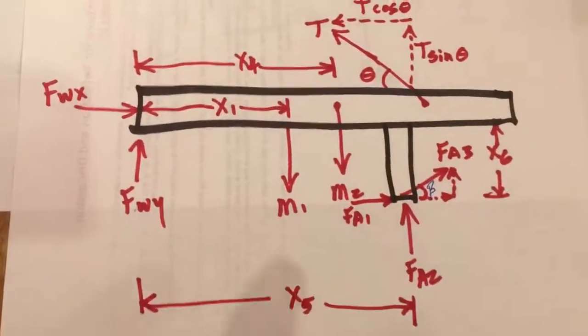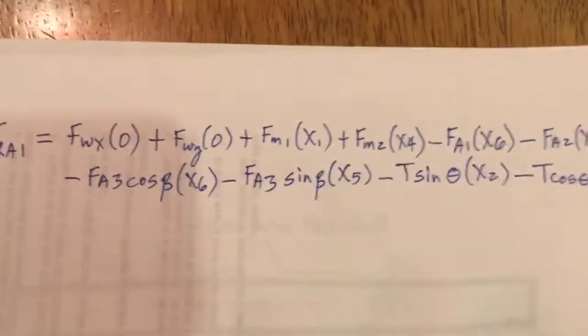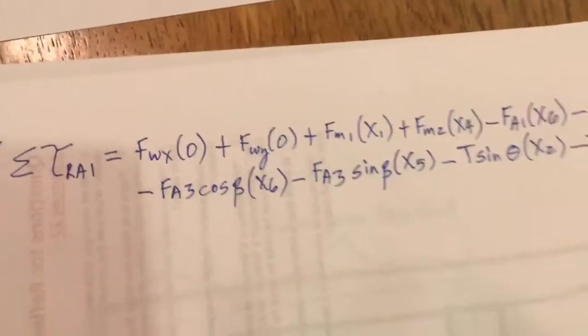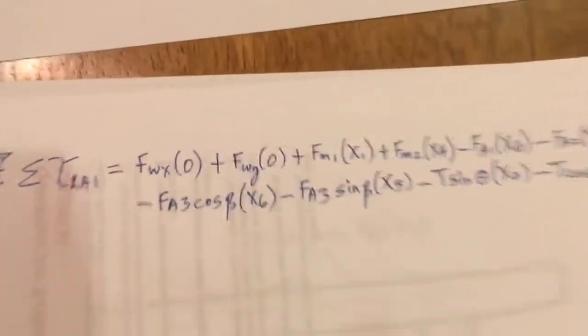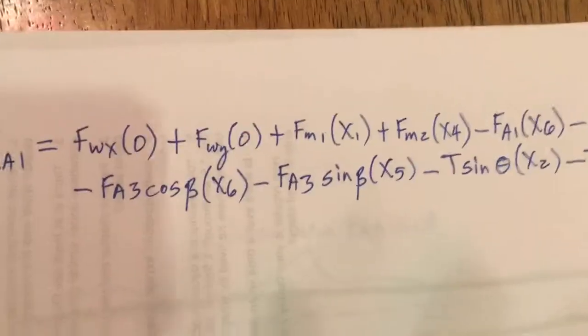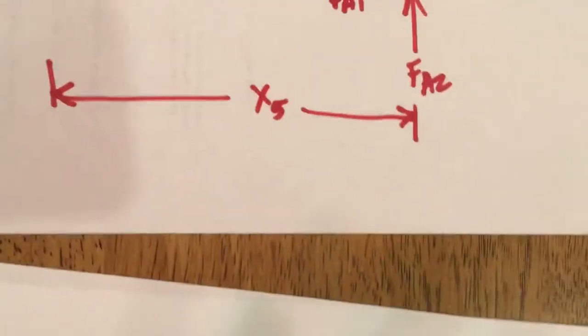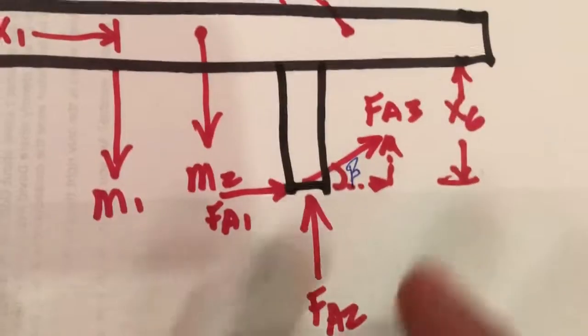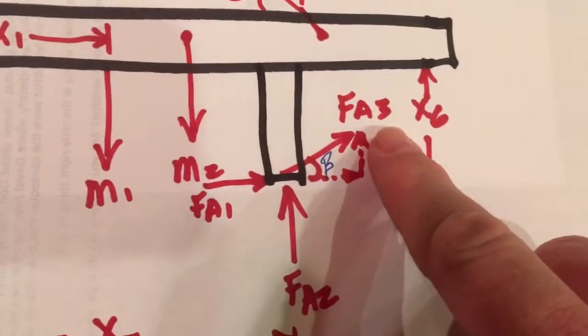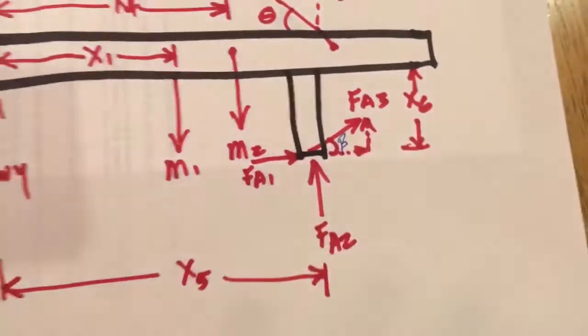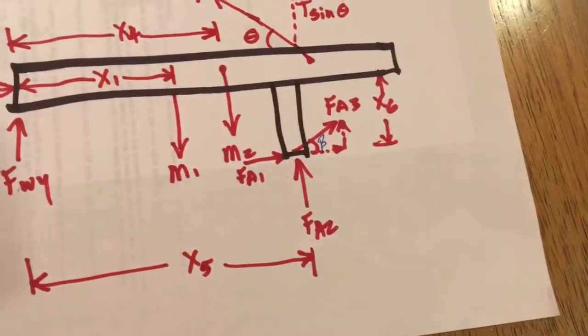Okay, and then let's go back to the equation here. So then FA3, we have to break up into its x and y components. And so we've got that here and here. In this case, the x component is going to be the cosine, the y component is going to be the sine. Sometimes it can be reversed depending on what your reference angle is. Okay?